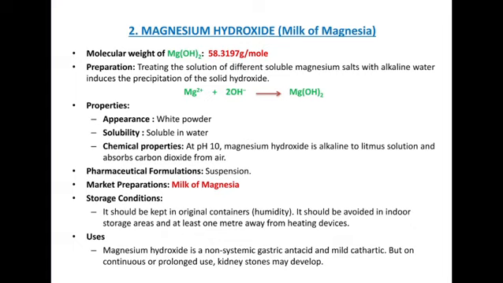Storage condition: it should be kept in its original container. It should be avoided in indoor storage areas and kept at least 1 meter away from heating devices. Its uses: it is a non-systemic antacid and mild cathartic, but on continuous or prolonged use, kidney stones may develop.